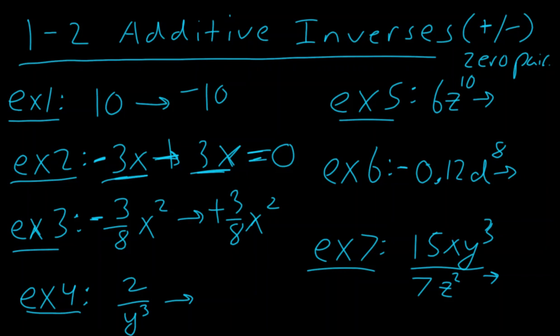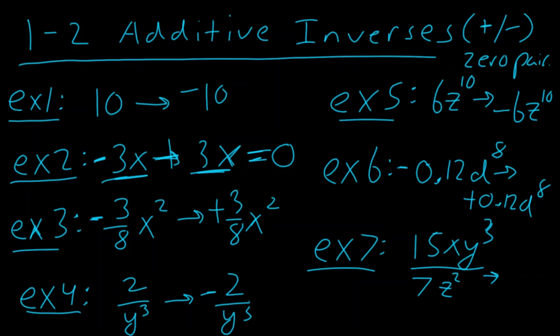Well, positive 2 over y cubed, the additive inverse, is negative 2 over y cubed. Okay, here we have a positive 6z to the 10th power, so the additive inverse would be negative 6z to the 10th power. Down here we have negative 0.12d to the 8th power. The additive inverse would just get rid of that negative. It would be positive 0.12d to the 8th power.